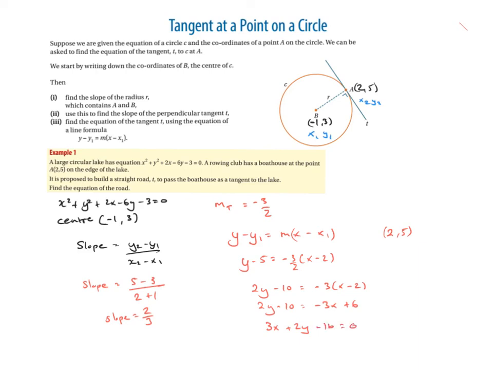So to sum up, all we have to do here is work out what the centre is, and find the slope from the centre to the point that you're trying to work out the tangent from. Once you've got the slope, find the perpendicular slope, put it into the line equation, and substitute everything in, making sure that you use the correct coordinate, so it's (2, 5) here, not the centre of the circle, and then just tidy it up at the end.